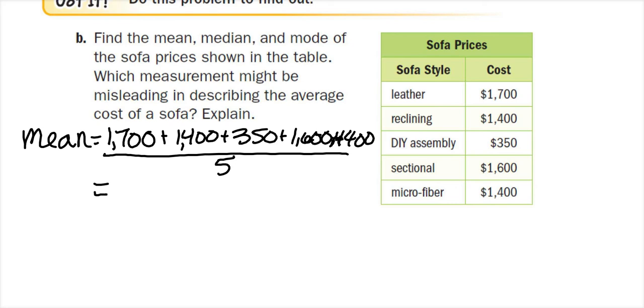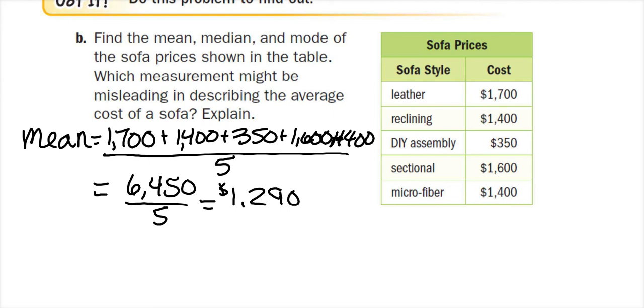So we're going to take 1,700 plus 1,400 plus 350 plus 1,600 plus 1,400. And we should have come out to 6,450. Okay, we're going to divide that by 5. So 6,450 divided by 5, and that comes out to $1,290.